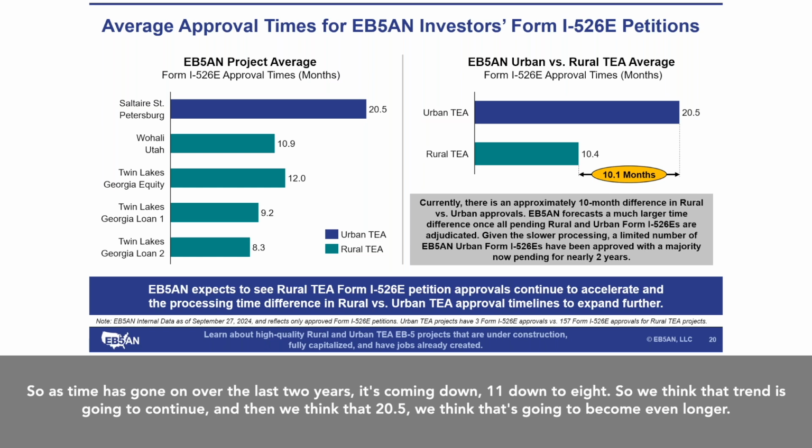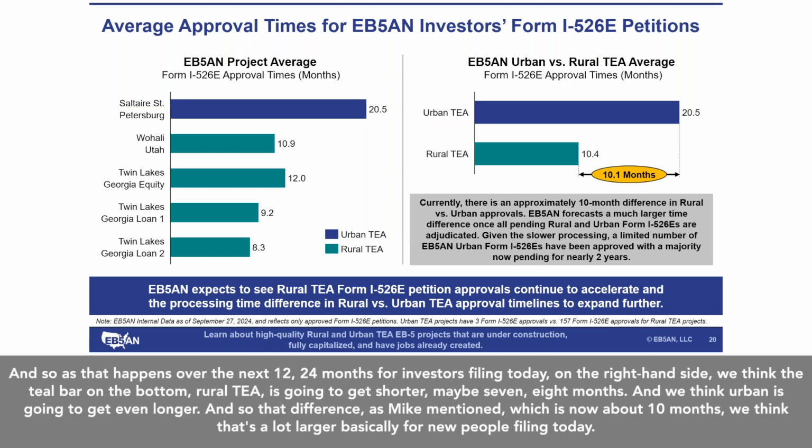And then we think that 20.5, we think that's going to become even longer. And so as that happens over the next 12, 24 months for investors filing today, on the right-hand side, we think the teal bar on the bottom, rural TEA, is going to get shorter, maybe 7 to 8 months. And we think urban is going to get even longer. And so that difference, as Mike mentioned, which is now about 10 months, we think that's a lot larger, basically, for new people filing today.